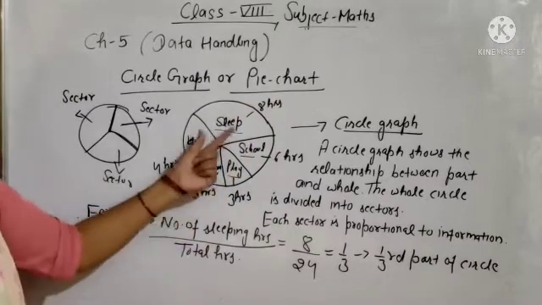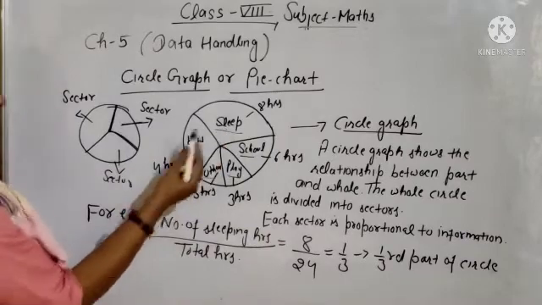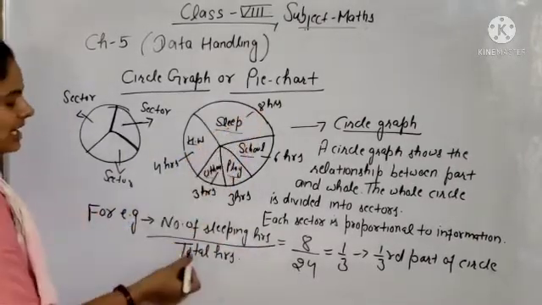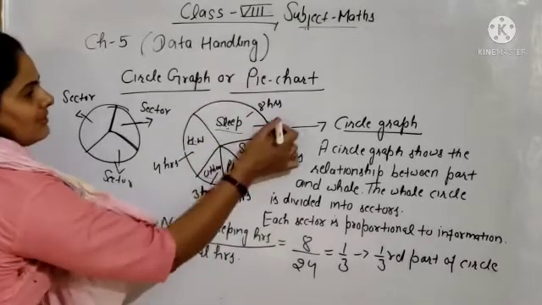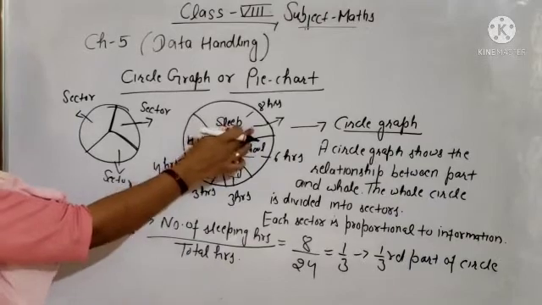So for example, you can say it will be proportional to the information. For example, this is sleeping hours. So you can say number of sleeping hours divided by total hours. So this will be the part. This part shows the number of sleeping hours by total hours.